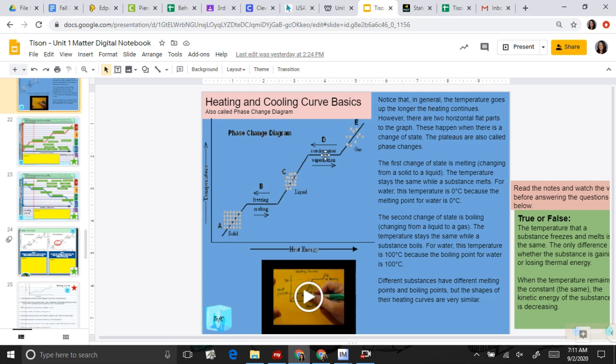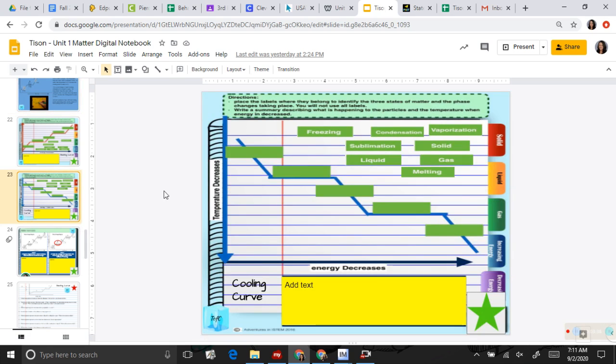Now, if we went back the other way, let's say we started in the gas phase, we know gas has high temperature and high heat energy. So if we started in the gas phase at our high temperature, we'd notice high energy because this way energy is decreasing. So it's really important you look at these axes. So this is slide 23. We would notice at our high temperature and our high energy, we would be in the gas phase. So you put gas here.